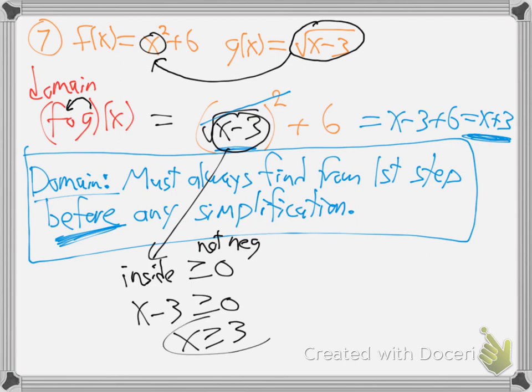So that's the domain. X has to be only things 3 or bigger. So you can't put in like a 2, because that would make the inside of that square root negative. That's imaginary. Can't do it. But if you just looked at the end, the final cleanup, it would look like there's no problem with putting in 2. But really there had been a root there that really was a problem. So yes, remember, for a domain, you must go from the first step before any cleanup. You've got to see what was actually there before it was cleaned up.